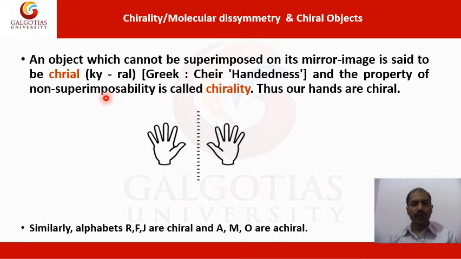Now we are going to discuss chiral and chirality. Chiral is a Greek term, and the meaning of chir is handedness. It means similar to the hands, two hands. If an object cannot be superimposed on its mirror image, it is said to be chiral. The property of non-superimposability is called chirality. Thus our hands are chiral.